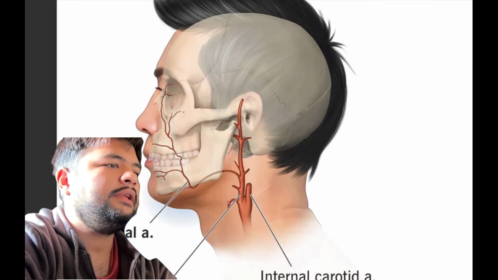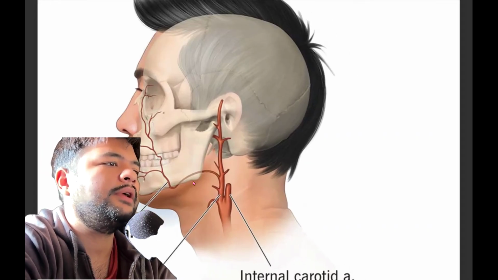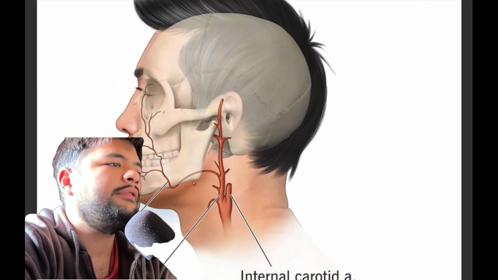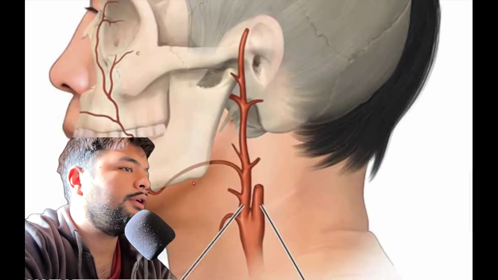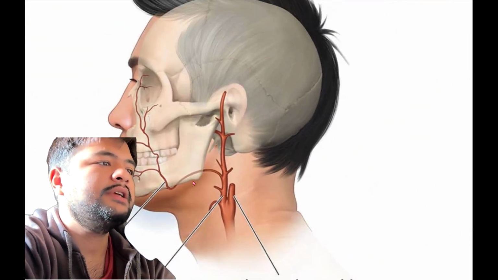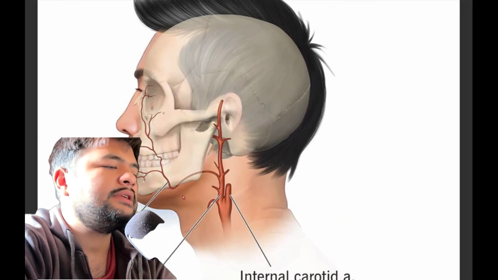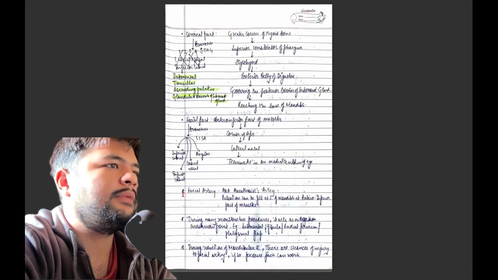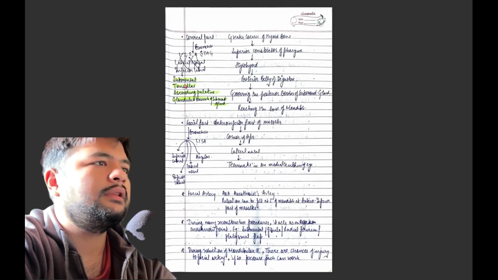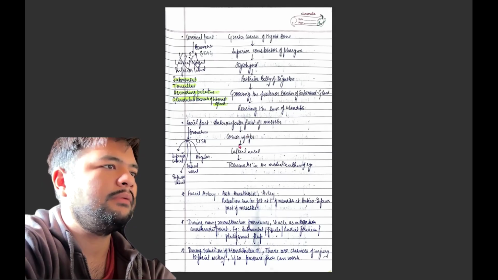Here we will be seeing that there are two parts. One is the facial part and one is the cervical part. The cervical part will be in close relation to the greater corner of hyoid bone, posterior belly of digastric, and submandibular gland. What will be the branches? Submental, tonsillar, ascending palatine, glandular branch of submandibular gland.